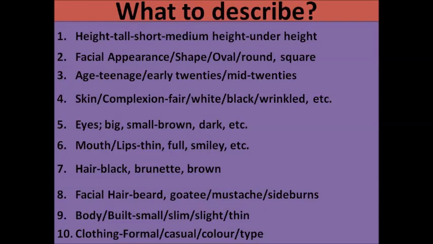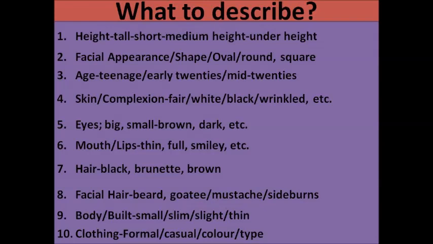Eyes. Some people have big eyes, some people have small eyes, right? Some people have brown eyes, dark eyes. So what type of eyes does that criminal or that person have? We need to talk about that also. Mouth, basically here mouth refers to lips: thin lips, full lips, and in case of mouth, smiley mouth, right? Then we have to talk about the length of the hair and its color. So for example, black color, bronzy hair or brown hair, shoulder length hair, right?